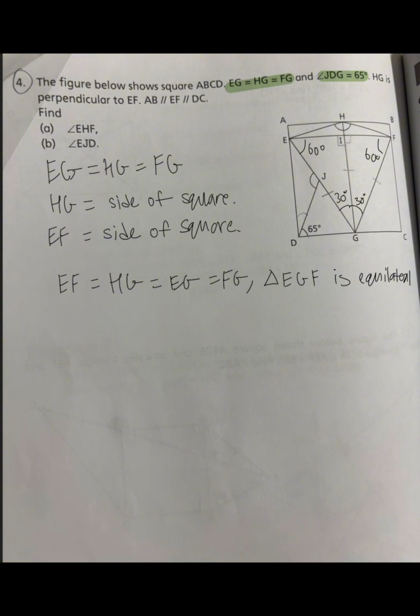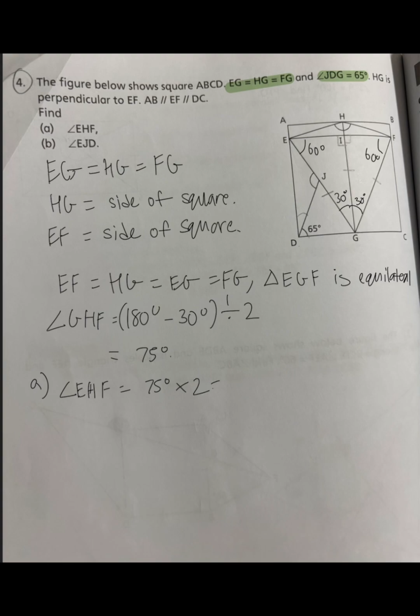So how do we find GHF? Let's find angle GHF first. Angle GHF is 180 degrees minus 30 degrees, whole thing divided by 2, since it's an isosceles triangle. So 150 divided by 2 is 75 degrees. So for A, angle EHF is just 75 degrees times 2, or 150 degrees. Okay, so that's for angle EHF.